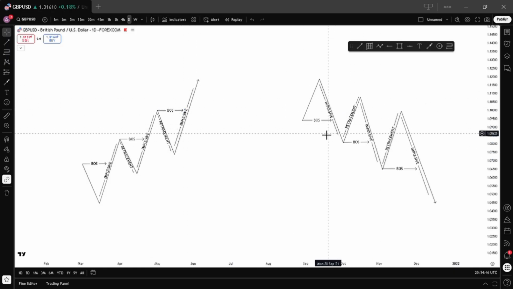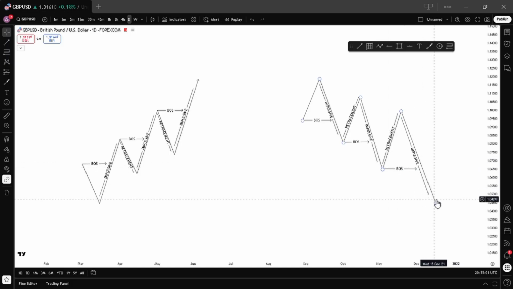Then on the flip side, for the bearish market structure, when the lower low has been broken, then we can see that the market structure is bearish. Here again, the lower low is broken, the market structure is bearish, a lower low is broken, and the market structure keeps being bearish.